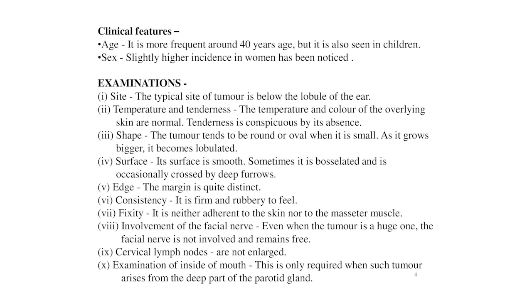As it grows bigger, it becomes lobulated. Next examination type is the surface. Its surface is smooth, sometimes it is bosselated and is occasionally crossed by a deep furrow. Edge, the margin is quite distinct. Consistency, it is firm and rubbery to feel. Variable consistency is a marked feature of this condition.